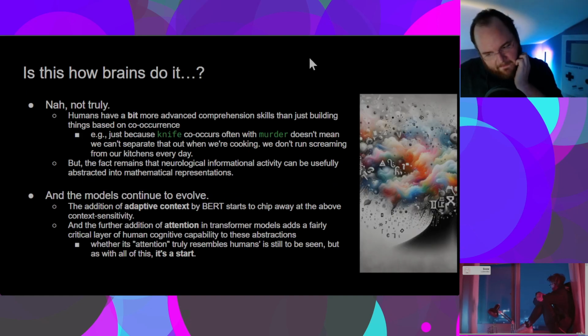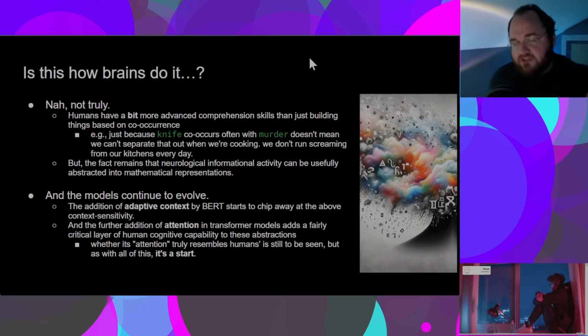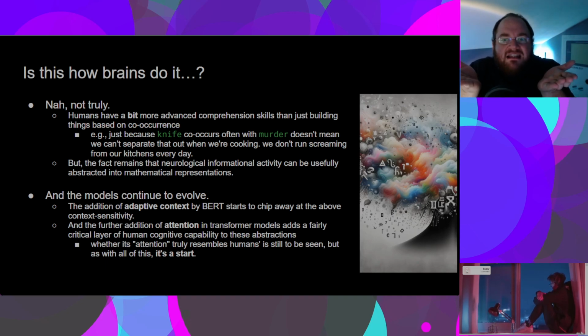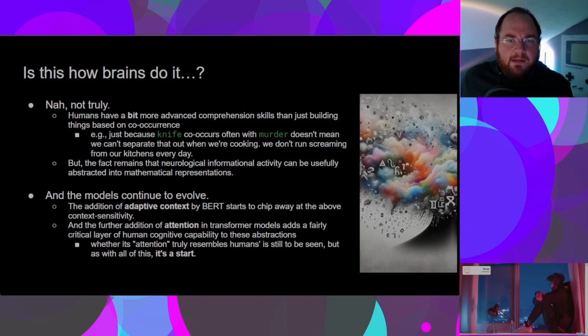So, back to one of our core topics of the course, though. Is this how brains do it? Probably not. Humans certainly have a bit more advanced comprehension skills than just building on co-occurrence, right? For example, just because knife co-occurs with murder a lot doesn't mean we can't separate the concept of knives are murder weapons when we're cooking. We don't run screaming out of our kitchens just because there's knives in it, right?